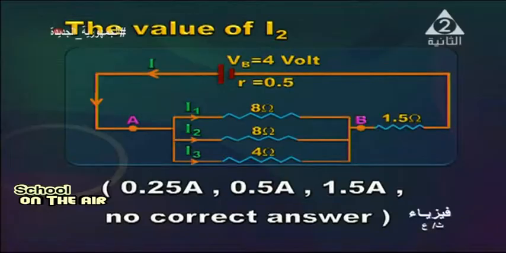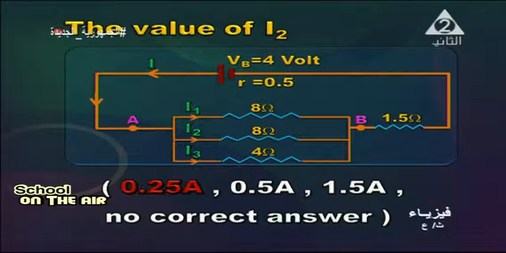Another choice. Now we've got a circuit. What about this circuit? It contains a parallel combination that consists of 3 resistors, 8, 8, and 8, connected in series to a 1.5 ohm resistor, and internal resistance 0.5. Okay, what about the question? Of course, we want the value of I2, the current passing through the 8 ohm resistor. Is it 0.25 ampere, 0.5 ampere, 1.5 ampere, or no correct answer?